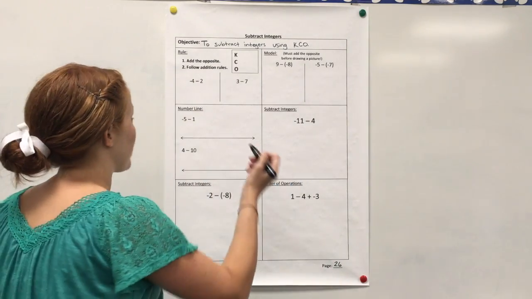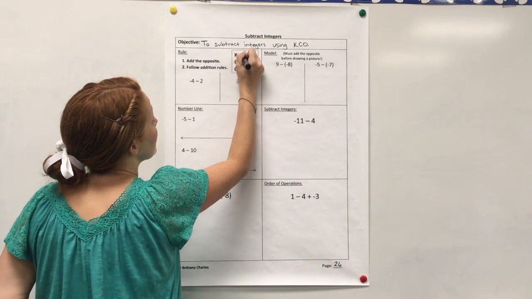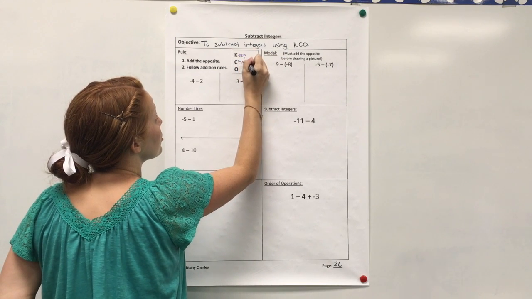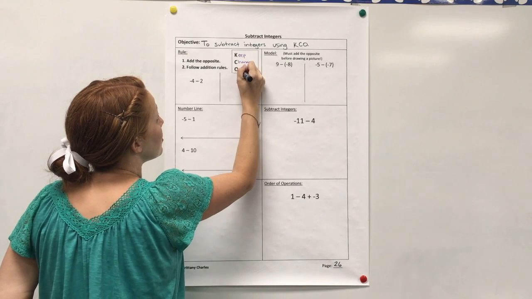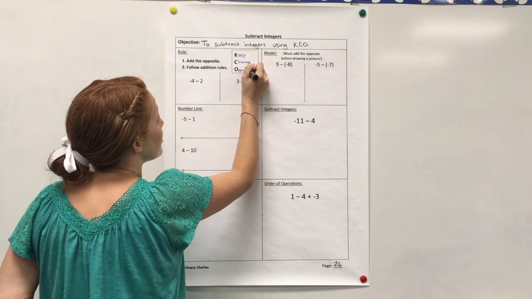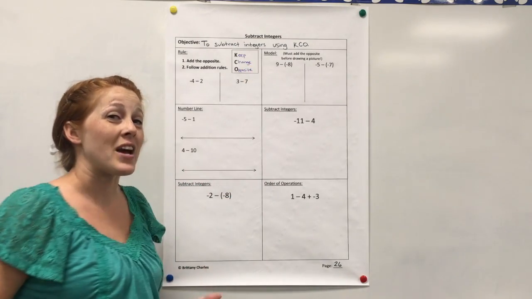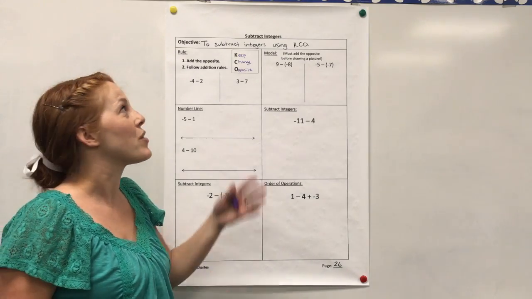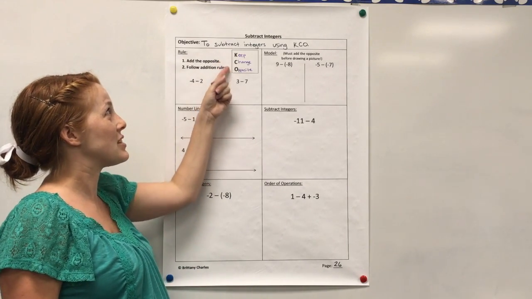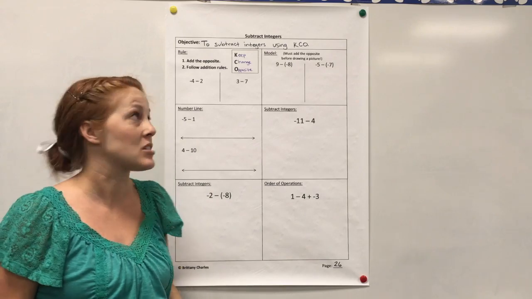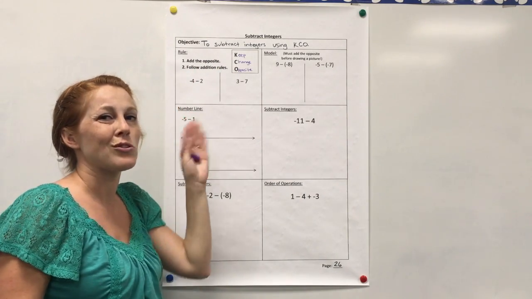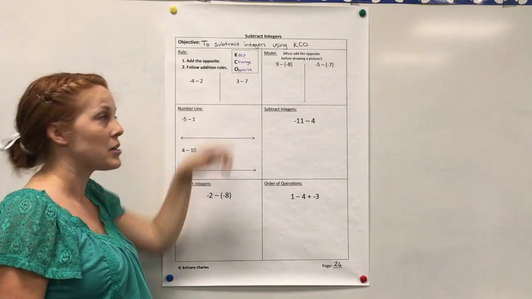This stands for, write this with me, keep, change, opposite. It was kind of like when we divided fractions, we did KCF, keep, change, flip. With subtracting integers, you're going to do KCO, keep, change, opposite. So then after you do that, you'll follow addition rules. So let me walk you through what that looks like.